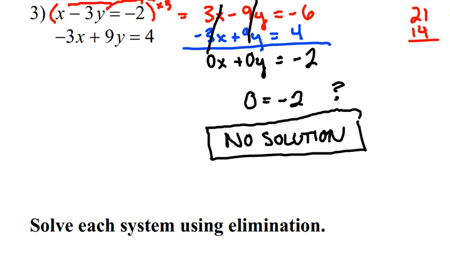Now, had we gotten a true statement, which, spoiler alert, is what you'll get on number 4, if you get a true statement, that means that there's an unlimited number of x and y pairs that you could get to solve that system because they're the same line. There's 1 and 3.